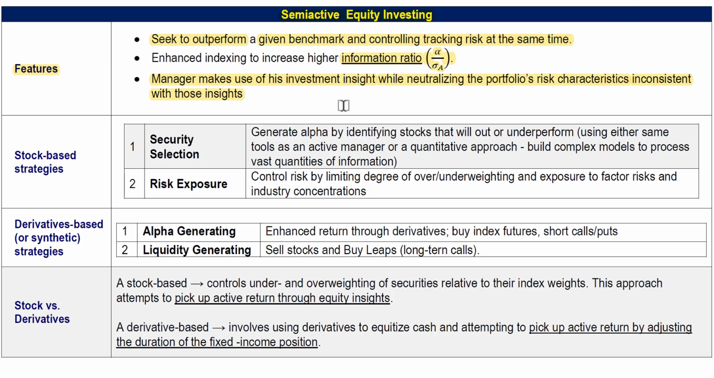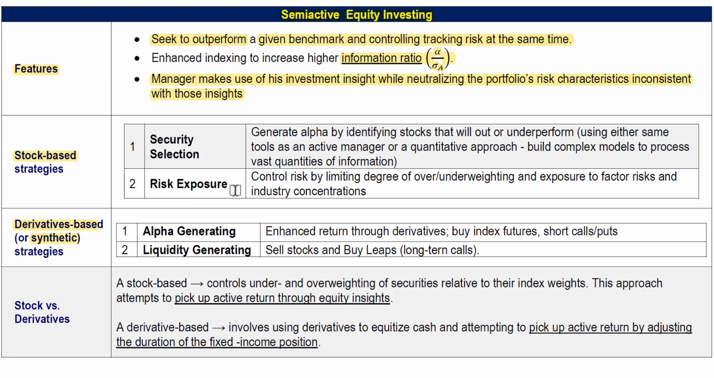This is a relatively new philosophy of portfolio management. Fund managers need to understand that. To reach this goal, the semi-active investing strategy goal, you have two approaches. You can use stock-based, like the Chow ratio approach, or you can use derivative-based. The derivative-based approach is the same as stock selection, but it's a synthetic approach, using derivatives to reach the goal.